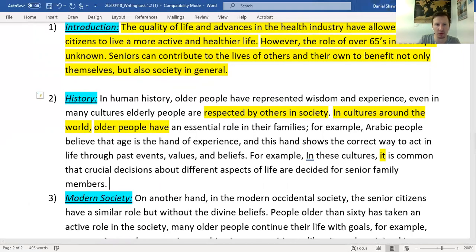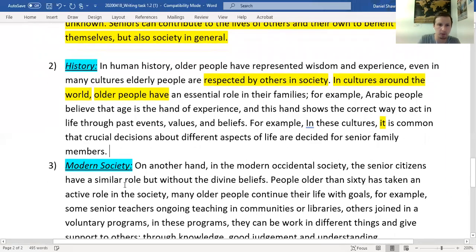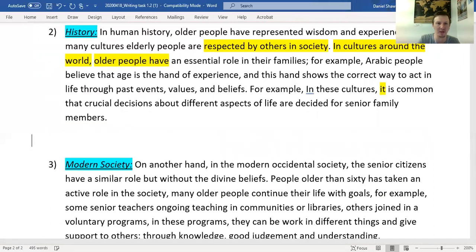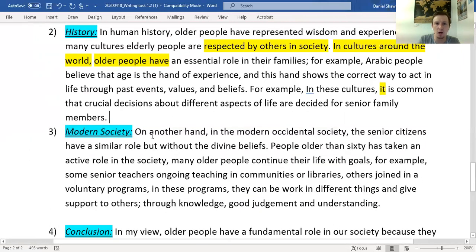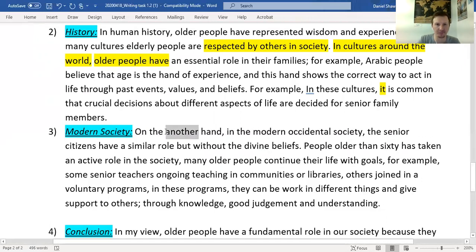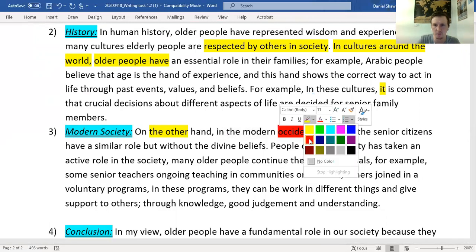So the next paragraph talks about modern society. So let's have a look. Sorry, let's get it back up here. It's not formatting well. That's okay, we'll just leave it here. So on the other hand, in the modern Occidental society, I'm not sure what this means. So we'll take out this word because it's not very clear to me, and I'm not quite sure what that means.